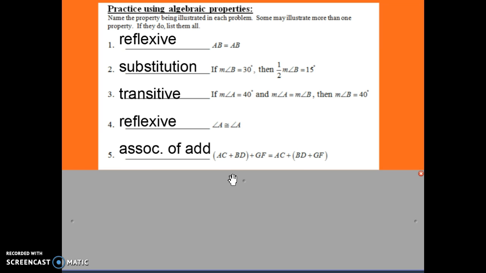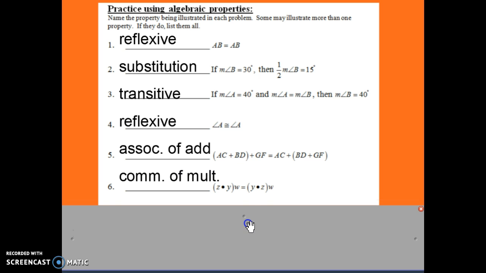And then number 5, we are adding these two together first and then that one, or we're adding the last two together first and then the first one. Same thing. It's called the associative property of addition. And then the last one, the commutative property of multiplication. I can multiply z times y or flip those, y times z, and it doesn't matter. So that's the commutative property of multiplication. So that is it for these notes.